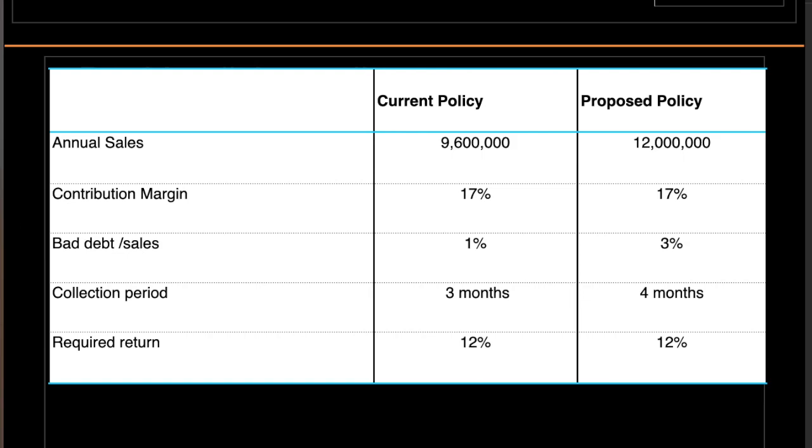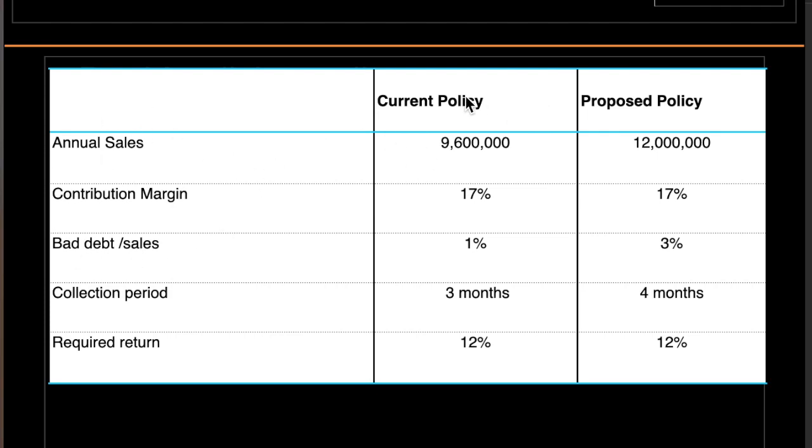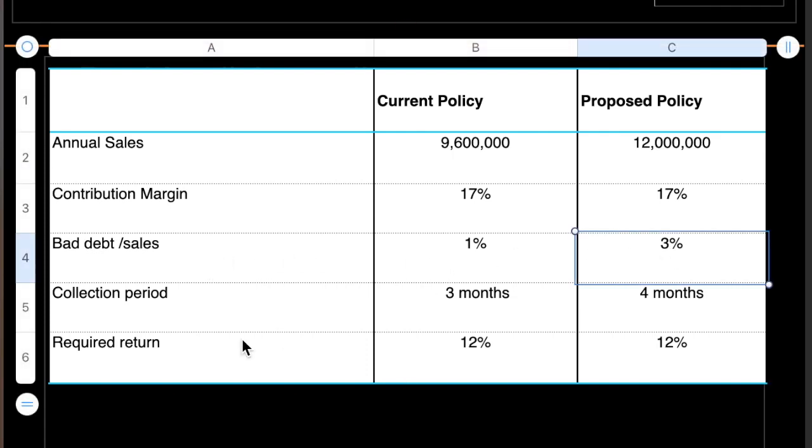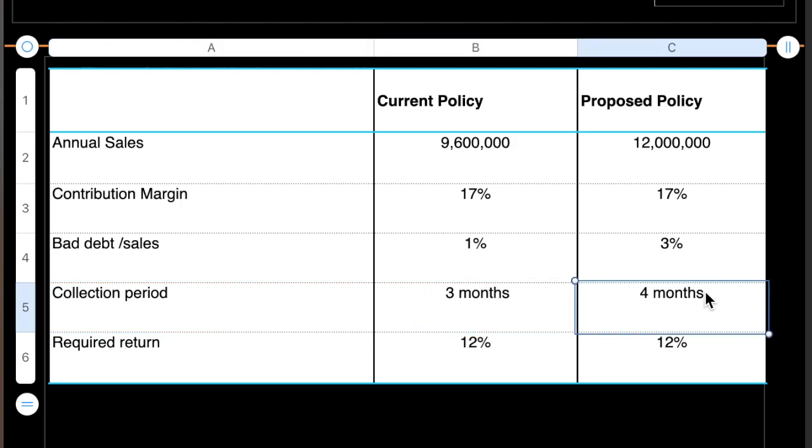Okay, so I have transferred this information into this table format. This is the entire question. This is the current policy and this is the proposed policy. The current policy annual sales is 9.6 million. The proposed policy, which is if we relax our credit standard, will increase it to 12 million. Contribution margin is 17%. Bad debt will increase from 1% to 3%, and our credit standard collection period is 3 months, now increased to 4 months, and our required return is 12%, the same in both.